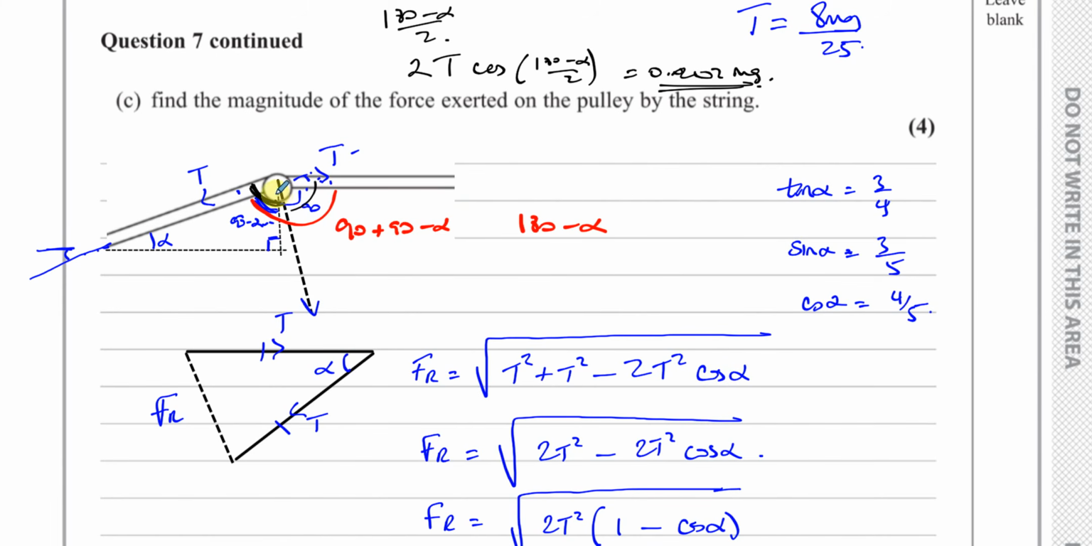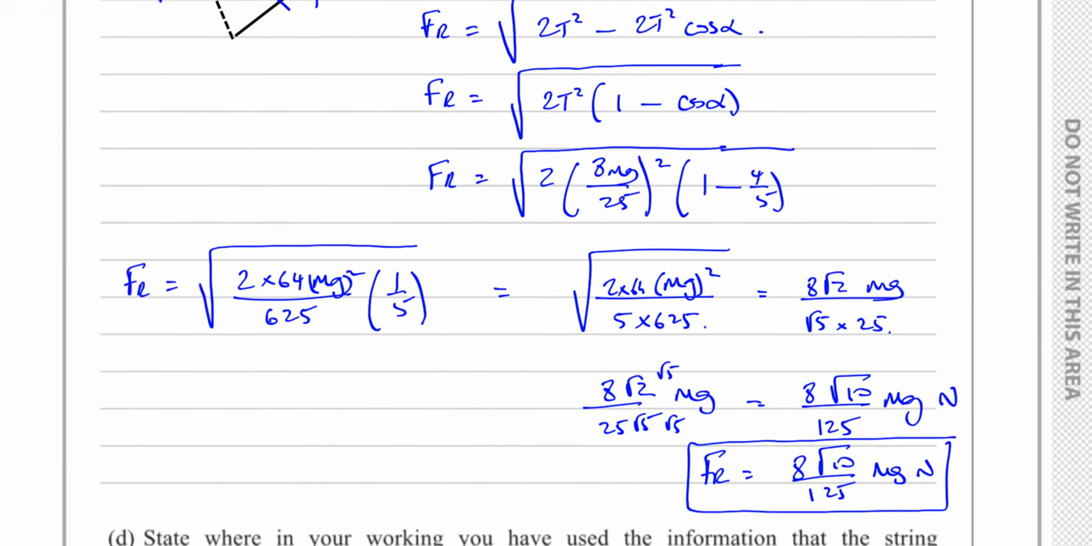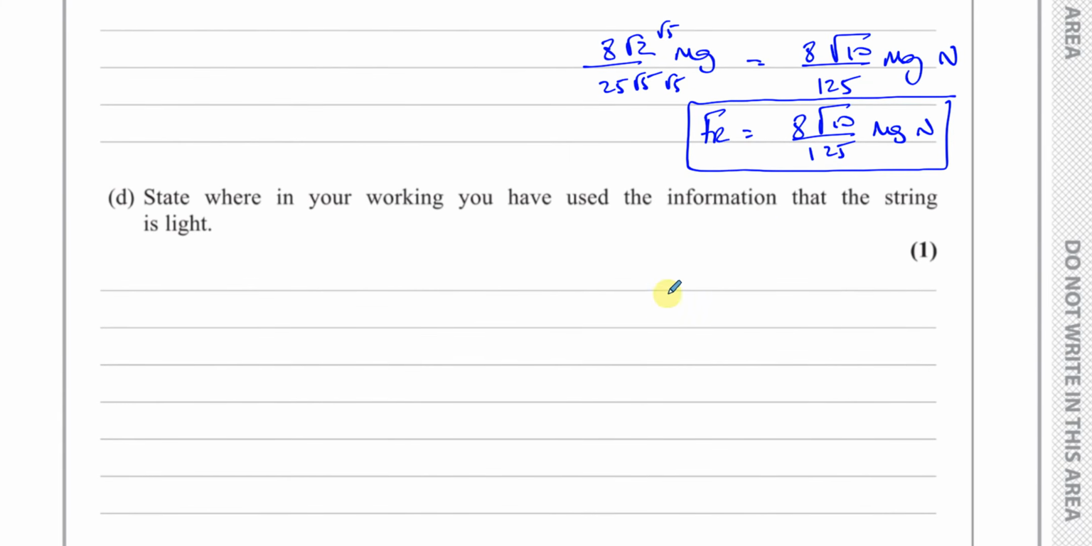We can also do this by resolving forces horizontally and vertically. That's also possible, but I'll just show you these 2 ways. Now, part D. State where in your working you have used information that the string is light. This question is only worth 1 mark, but if you read the examiner's report, it mentions that very few people got this question correct, because of some kind of misconception or incomplete understanding about tension in strings.